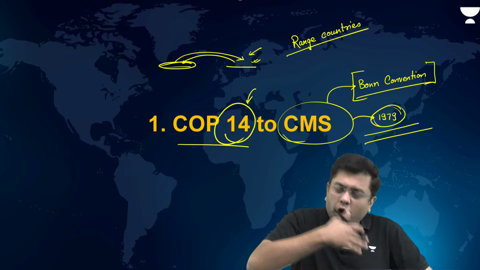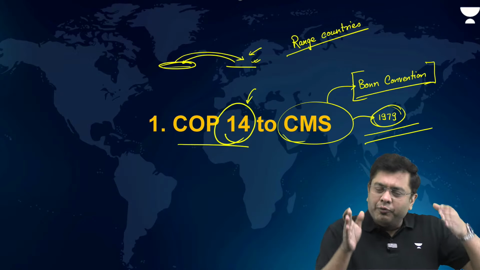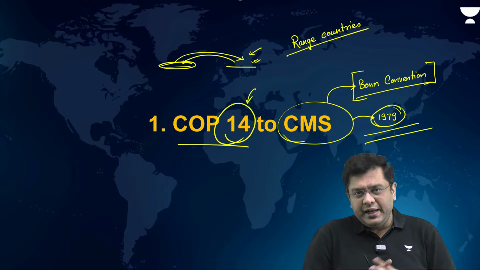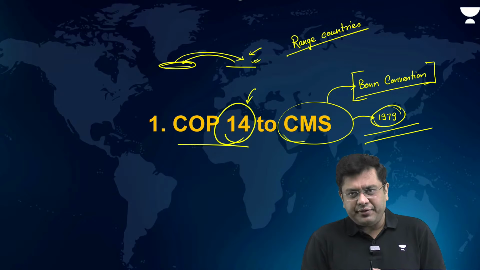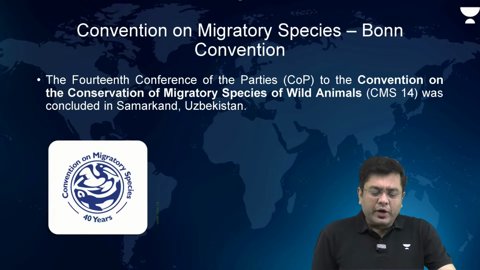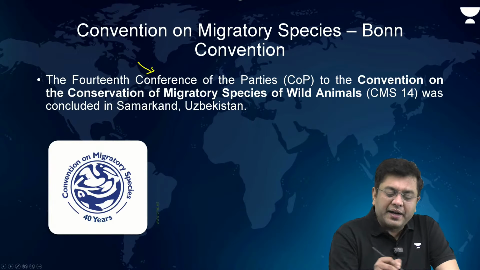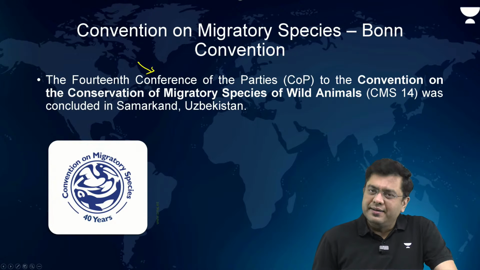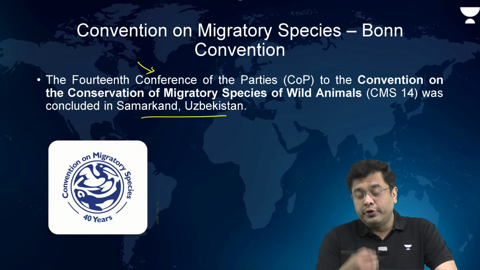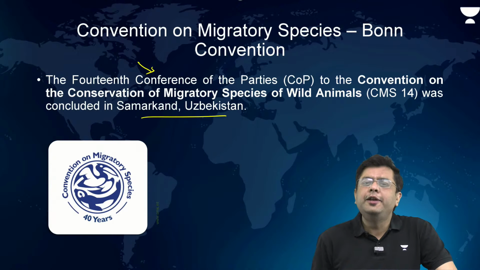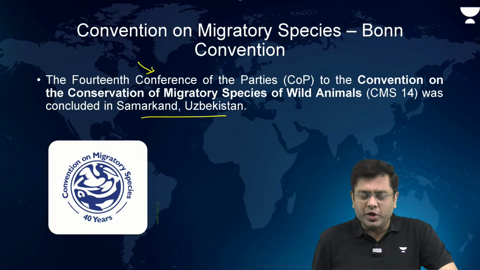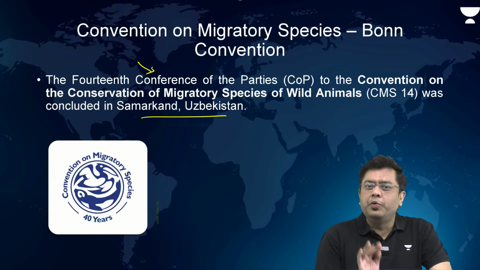However, it is not always the case that from one region to another it will necessarily shift, but that is the endeavor. So here, if we take a look at it, the 14th Conference of Parties was held where? In Samarkand, Uzbekistan. Also something that you would have read about in your history classes associated with the Mughals. So that is where it was held.